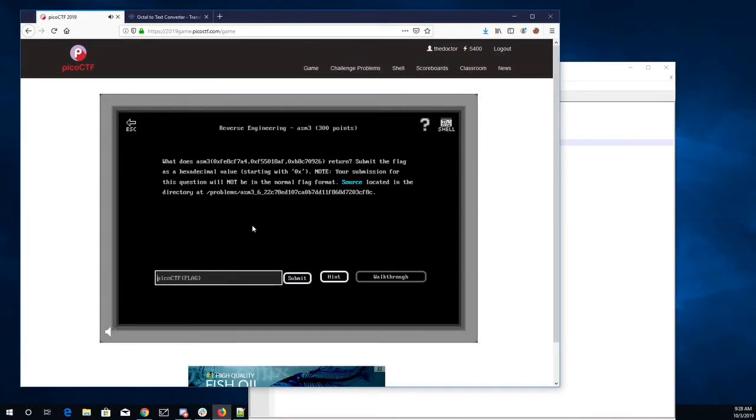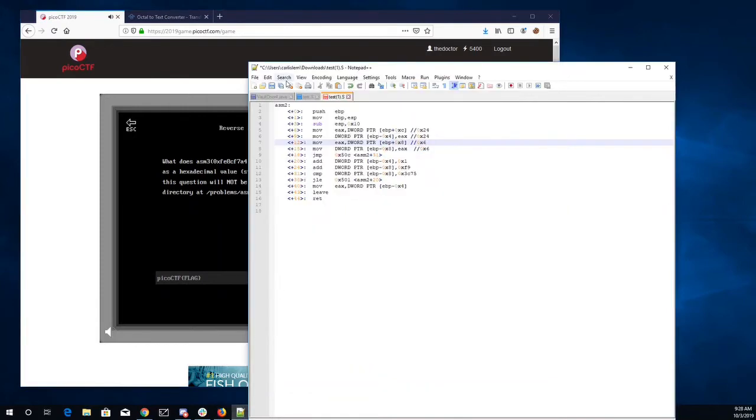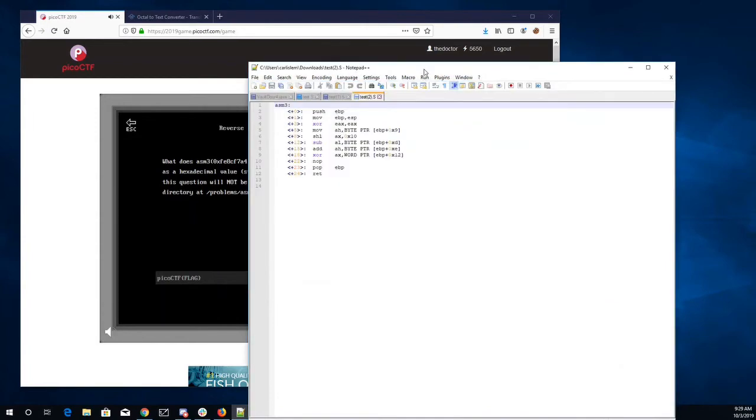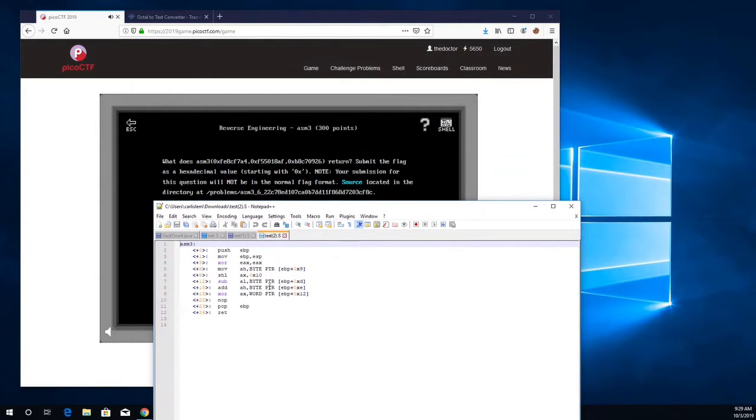Okay, now we have SM3. All right, so we have three parameters. Ooh, this is exciting. So our first parameter is an EBP. Let's try and think about what's going on here.